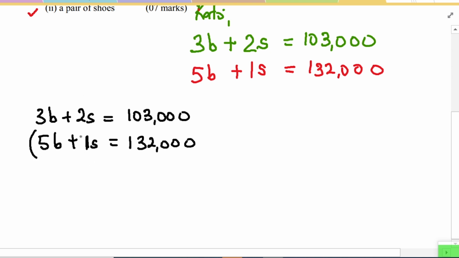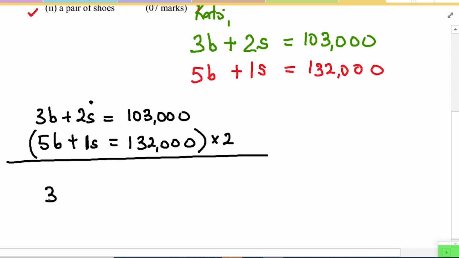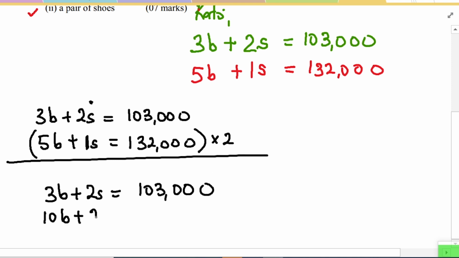In order for us to eliminate s, it means that the coefficient of s has to be the same both up and down. So the coefficient of s in the first equation is 2, the coefficient of s in the second equation is 1. So we multiply the second equation by 2 to make sure that the two are the same. So what we have now is 3b plus 2s is going to give us 103,000. Then we have 5 times 2, which is 10b, plus 2 times s, which is 2s, giving us 132 multiplied by 2, which is going to give us 264.